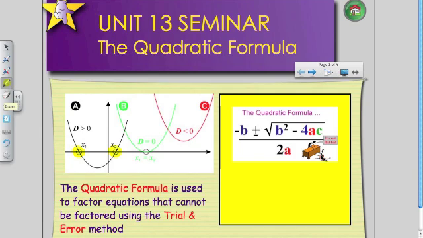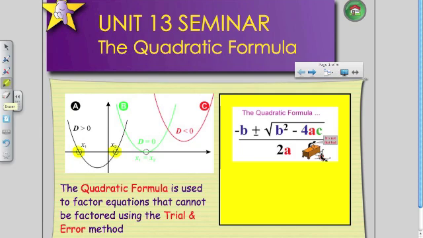In this seminar, I am going to teach you a method. It's called the quadratic formula, and you can use this formula to calculate any square root of a quadratic or find the x-intercept of any quadratic function. That being said, sometimes you're not going to find roots.